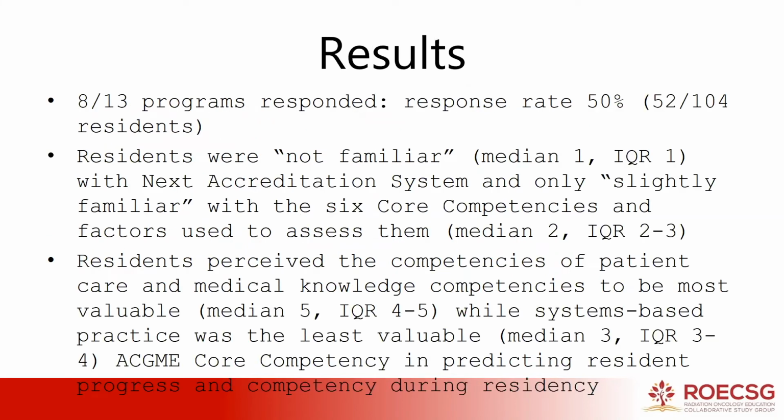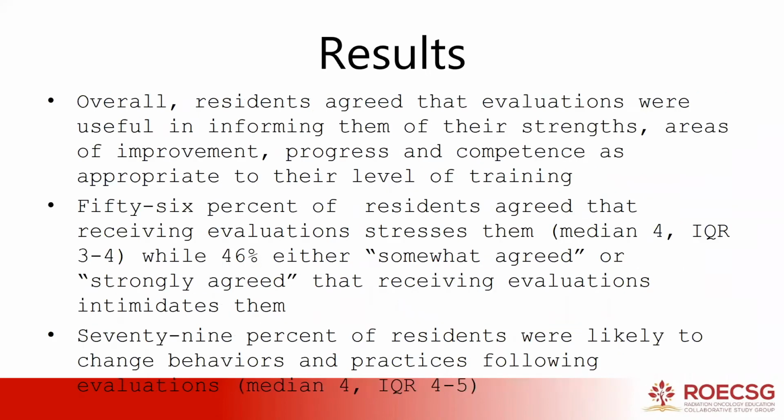We received responses from 52 of the 104 residents we surveyed. Overall, residents were not familiar with the NEXT accreditation system and only slightly familiar with the 6 core competencies and the factors used to assess them. Residents perceive the competencies of patient care and medical knowledge to be the most valuable, while systems-based practice is the least valuable competency in assessing their progress and competency during training. Overall, residents agree that evaluations were useful in informing them of their strengths, areas of improvement, progress, and competence as appropriate to the level of training.